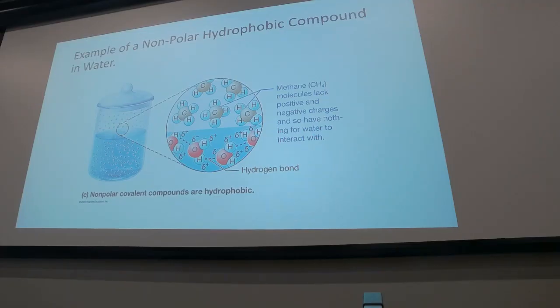Now, a nonpolar hydrophobic compound. Nonpolar will basically be a molecule that doesn't have a charge. Hydrophobic, well, if it doesn't have a charge, it's not going to interact with the charges of water. That's why it's hydrophobic. So in this case, we have methane gas. Methane gas is made by one molecule of carbon and how many of hydrogen? 4. So see how this carbon is surrounded by 4 hydrogens?